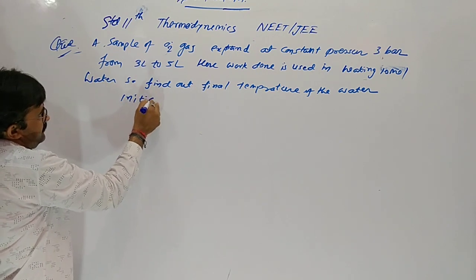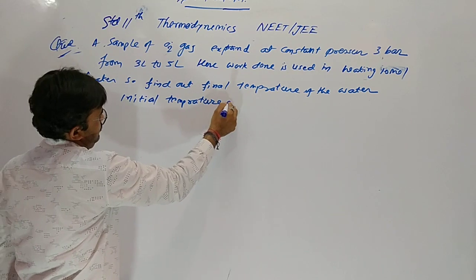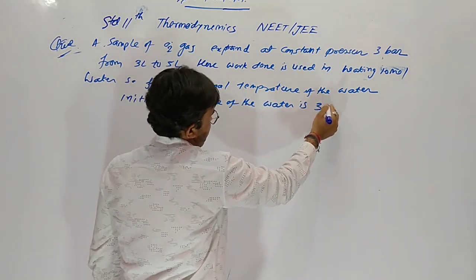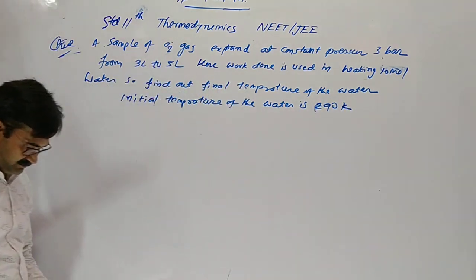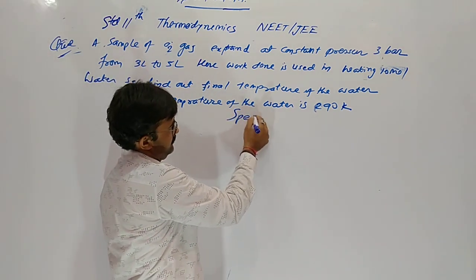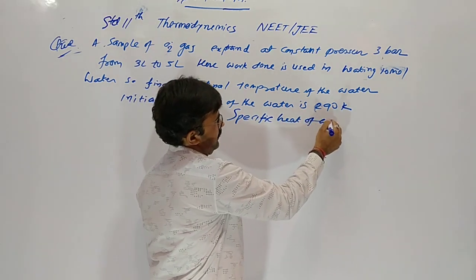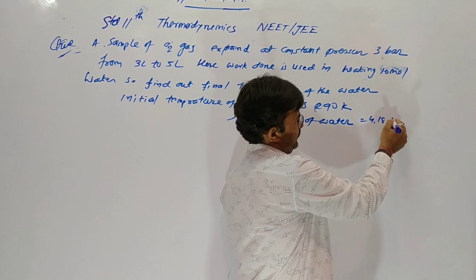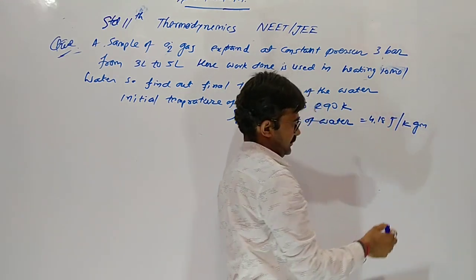The initial temperature of the water is 290 Kelvin. The specific heat of water here is 4.18 joule per Kelvin per gram.